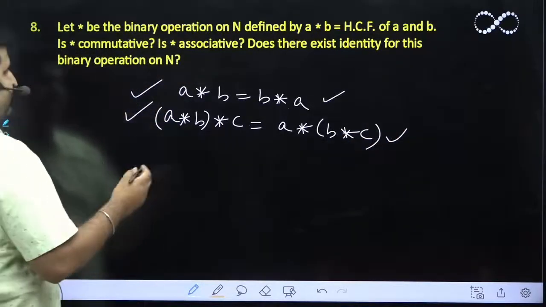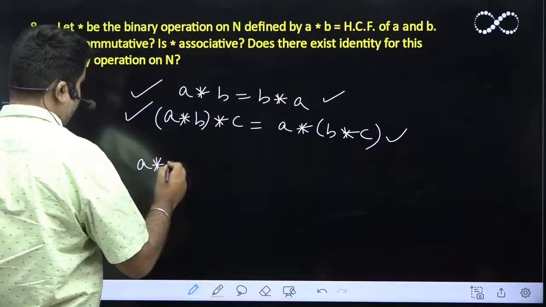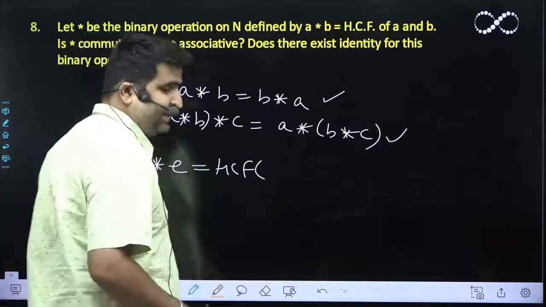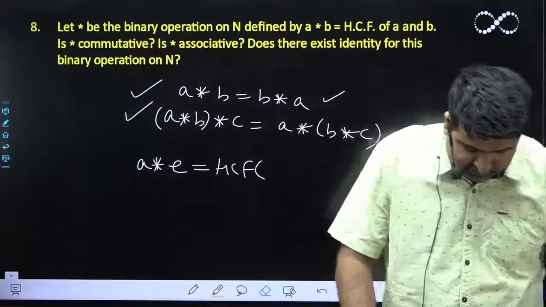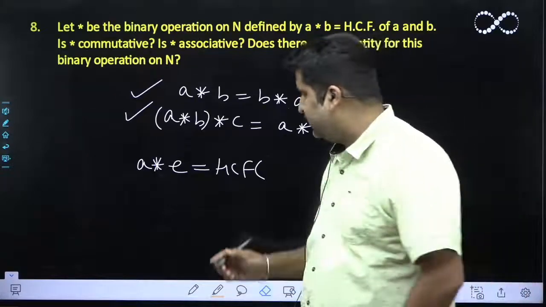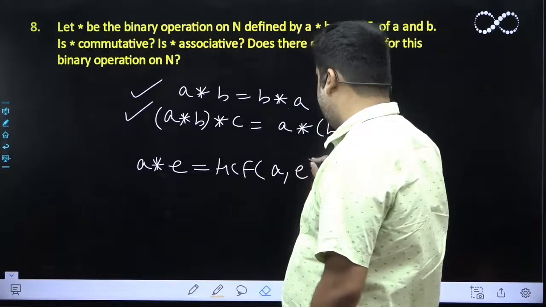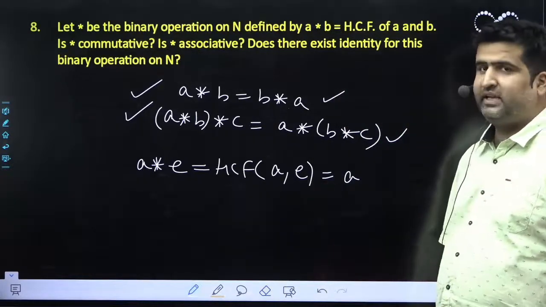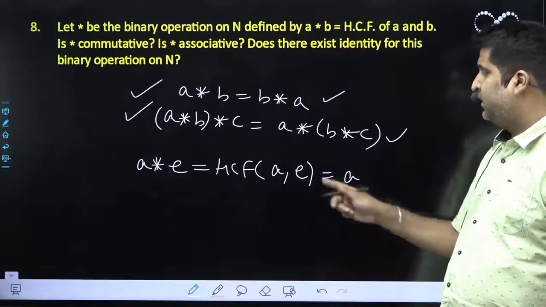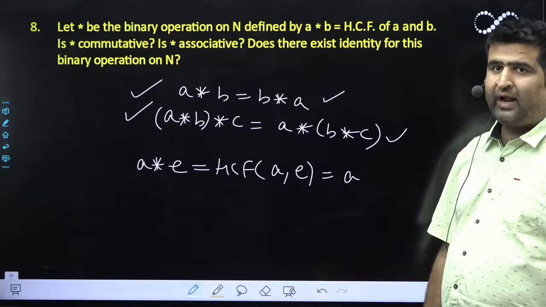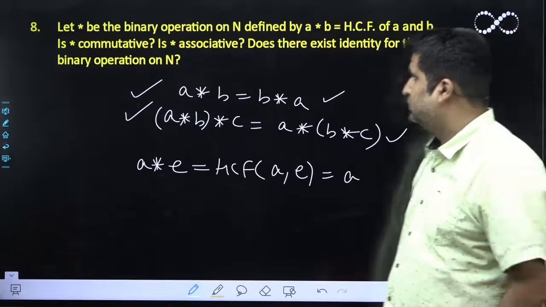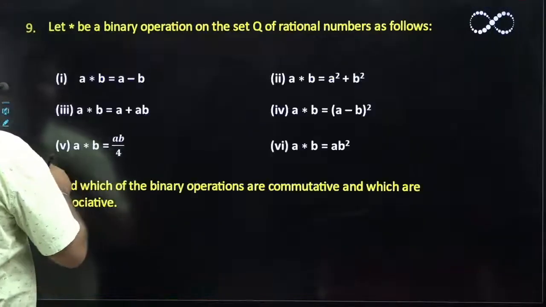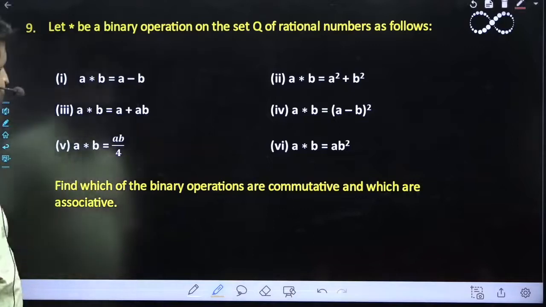And does there exist any identity? So we have to see such a number E such that the highest common factor in all of the cases between A and E will be equal to A. So there does not exist any such number E, any such constant number E which can exist as an identity for this binary operation. Let's see the next one.